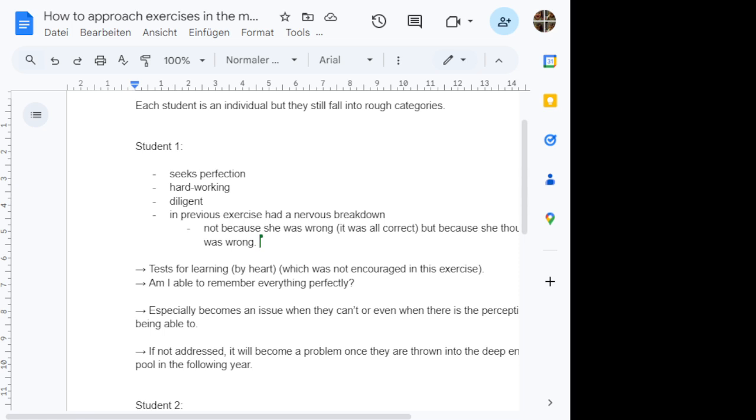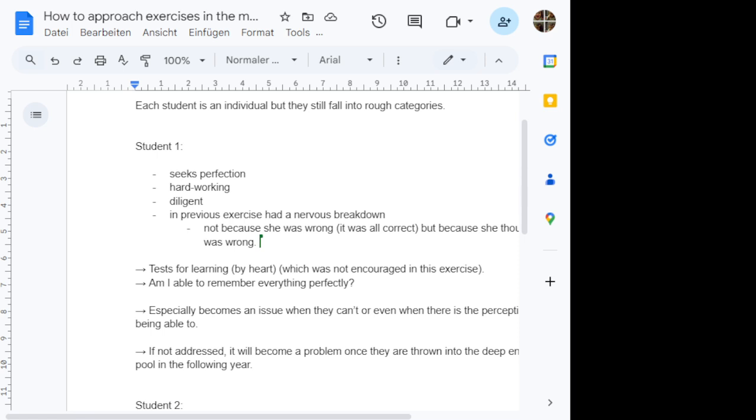Now, if we go back to the exercise that I can't show where she had this nervous breakdown, now this becomes a problem in the following year. So now they are in year 2, and in year 3, I basically push them into the deep, let them swim in the deep. You know, I throw them into the water and see if they can survive. Metaphorically, obviously. And so this student, without the right help, it could be a problem.